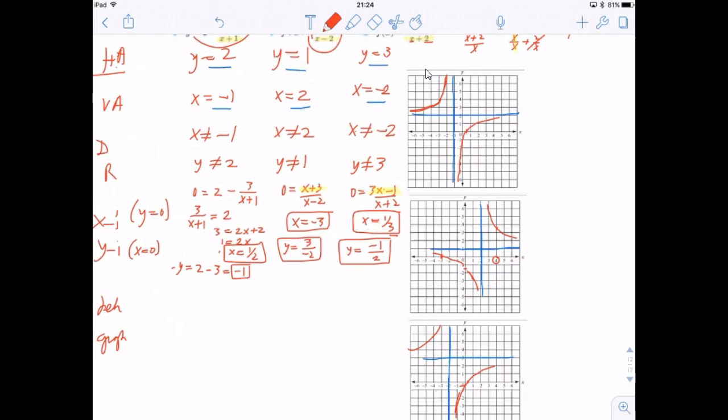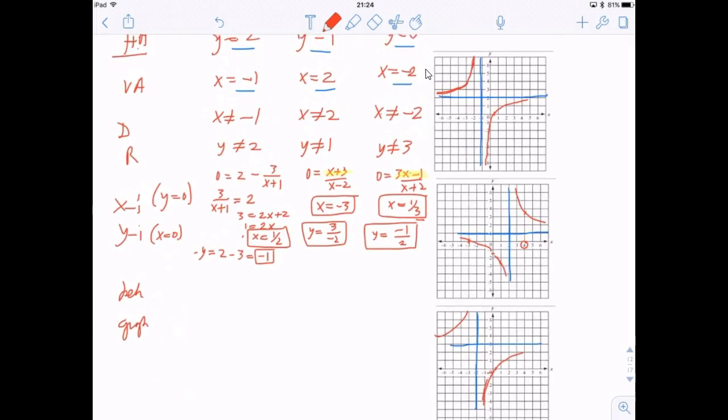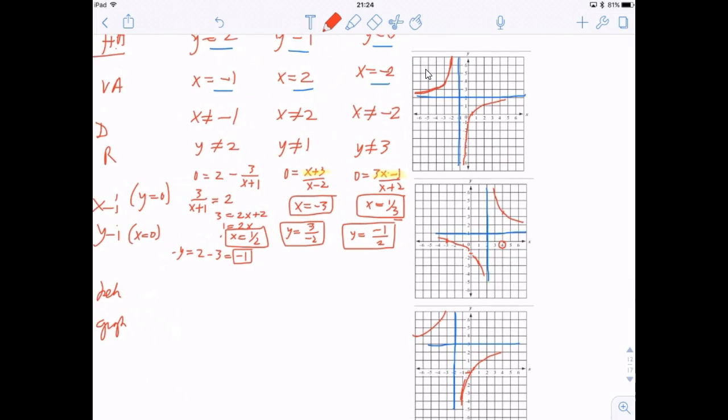Okay. So if we're going to write about the behavior, now that we've graphed them, it's easy to write about the behavior. For example, for the B graph, the first one, let's look at that one. So as x approaches positive infinity, we can see that the y value is going to approach y = 2 from the bottom. So I'm going to write 2 negative. As x approaches negative infinity, then y approaches 2 from the top, right?